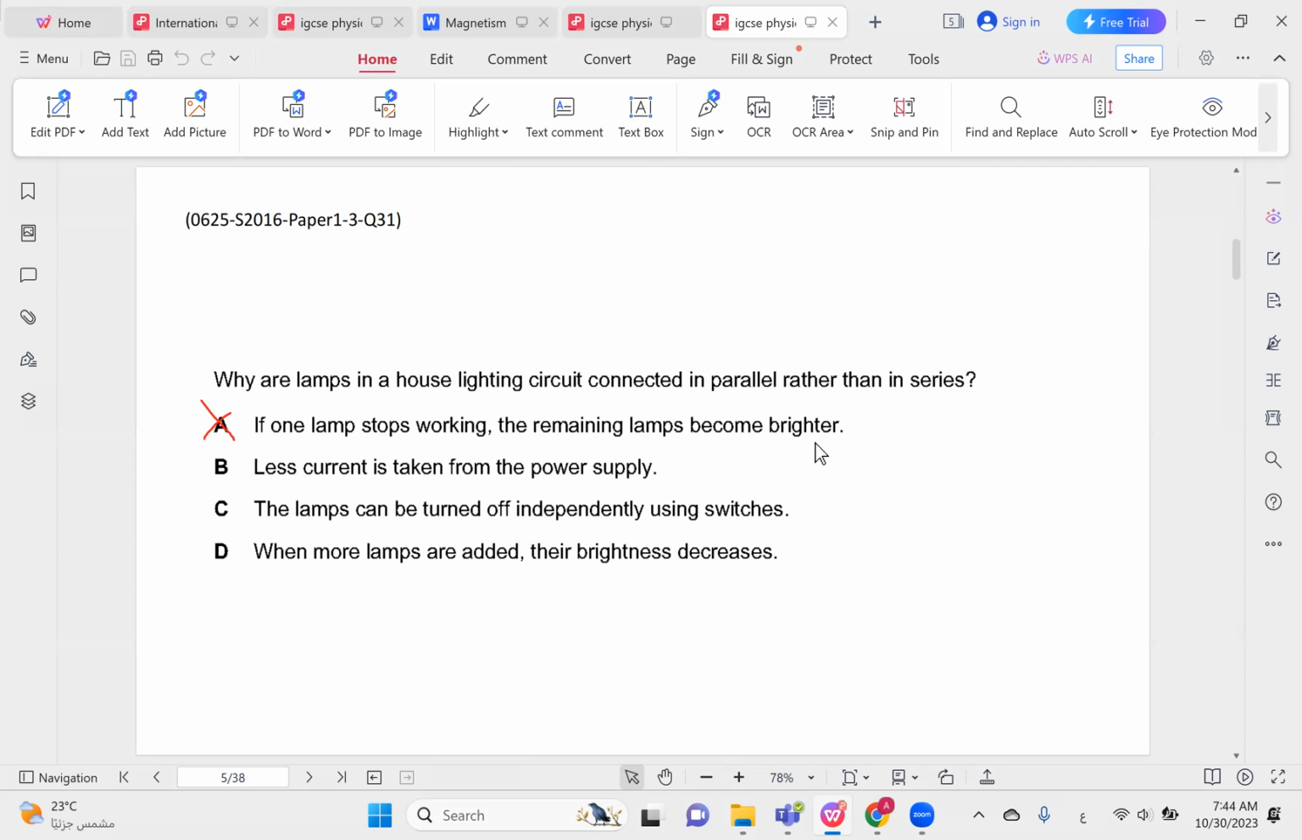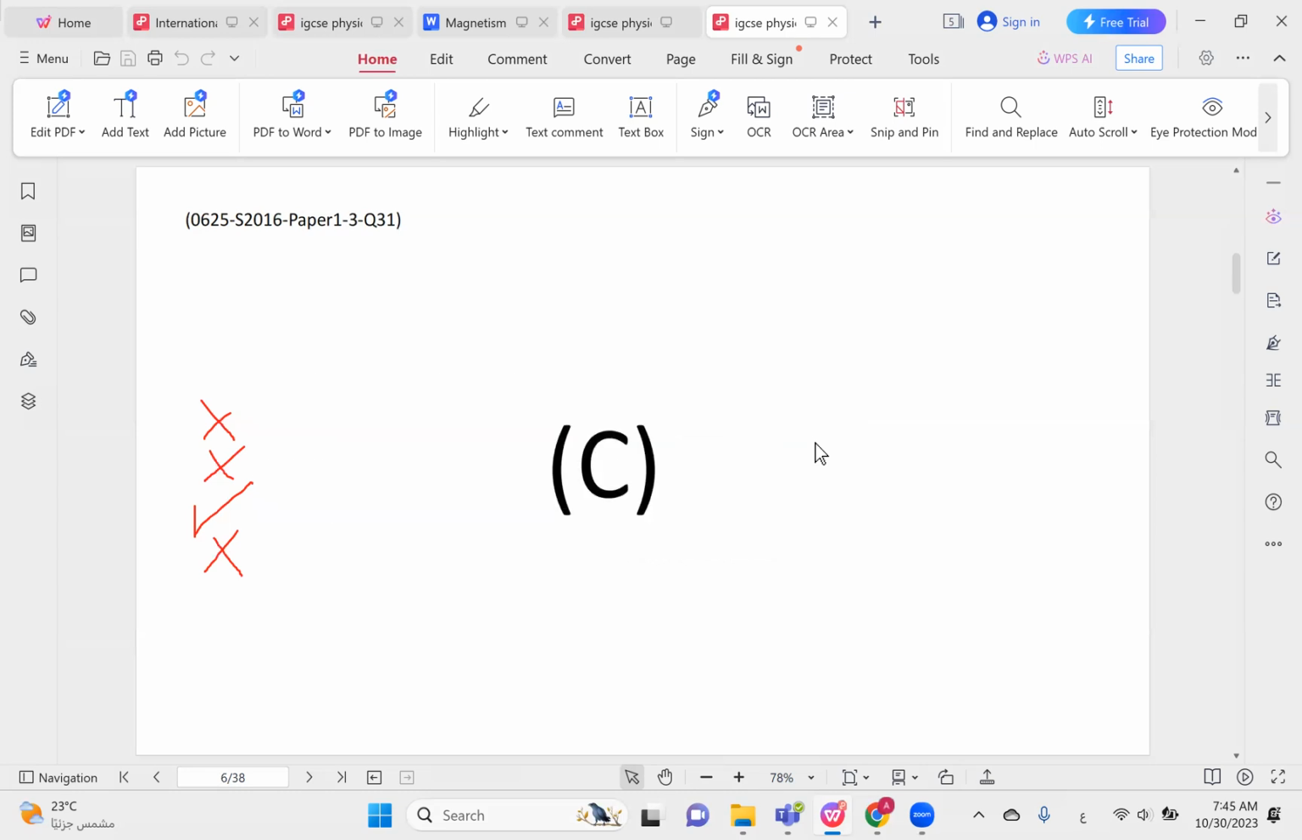Less current is taken from the power supply. This is not true. The lamps can be turned off independently using switches. This is very, very true. This is the correct answer. When more lamps are added, their brightness decreases. This is incorrect as well, because like we said, if I have 5 lamps or 50, each lamp will still get the 6 volts of the battery. So the brightness stays the same. So the correct choice here would be choice C.